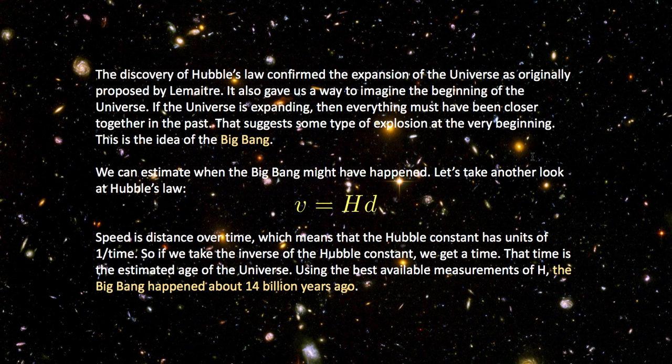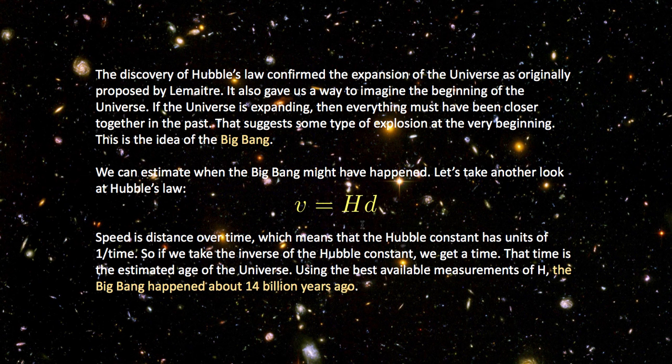So think about Hubble's law again. In equation form, this is what it looks like. Speed, or velocity, however you prefer to say it, is H times d. But speed is also just distance over time in general. This is distance, so that means this has to be over time. It has to have units of 1 divided by time. So if we take the inverse of this number, this Hubble constant, we get a time. And that time is the estimated age of the universe.